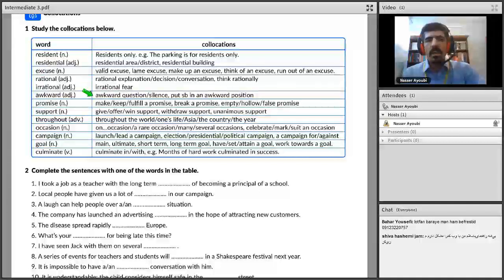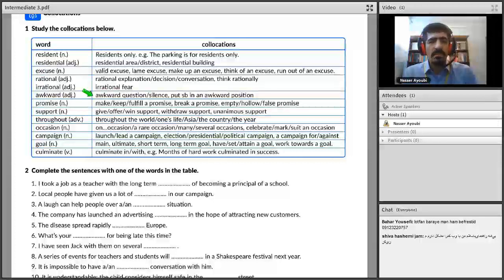Awkward. Awkward question, awkward silence. Put somebody in an awkward position. Awkward question, for example, if someone asks you, how much money do you have in your pocket? Or how much money do you have in your bank account now? So that's an awkward question. It's none of anyone's business how much money you have in your bank account.